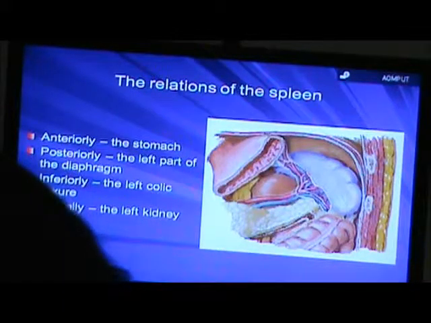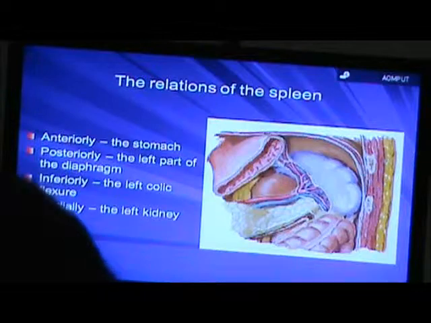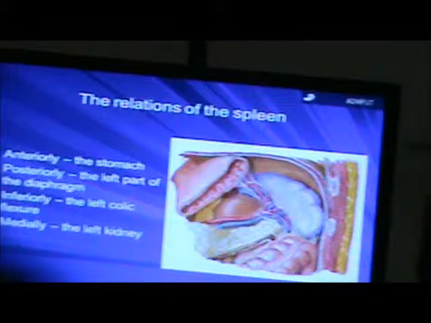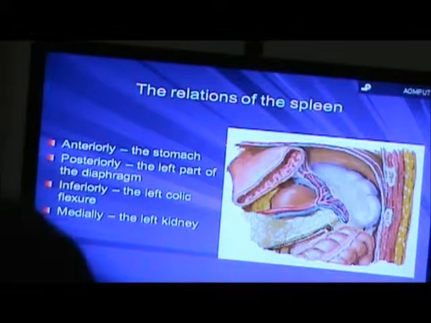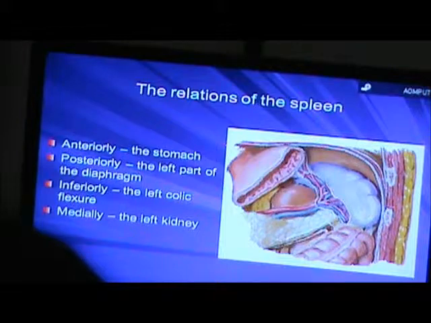Anteriorly, the spleen is related to the stomach. Now the stomach is removed to show us this surface of the spleen. Posteriorly, there is the diaphragm. Inferiorly, it's the left colic flexure with the phrenico-colic ligament. And medially, it's the left kidney. And remember that to the hilum of the spleen, sometimes the tail of the pancreas also is related.